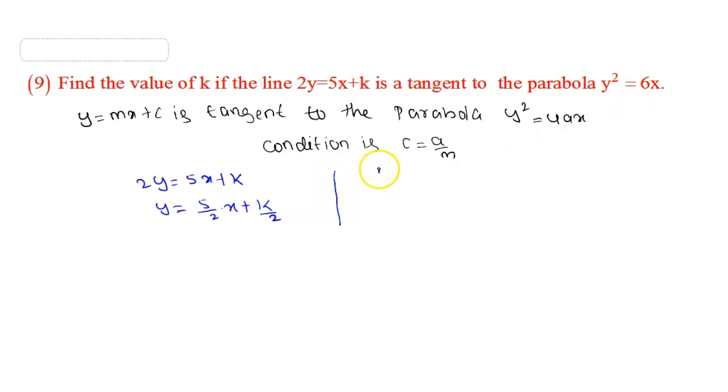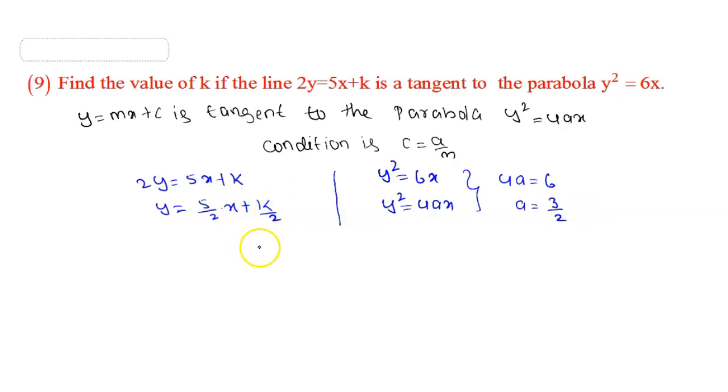y square is equal to 6x. I need to compare with y square is equal to 4ax, the standard formula of the parabola. By comparison I am getting 4a is equal to 6, a is equal to 3 by 2.